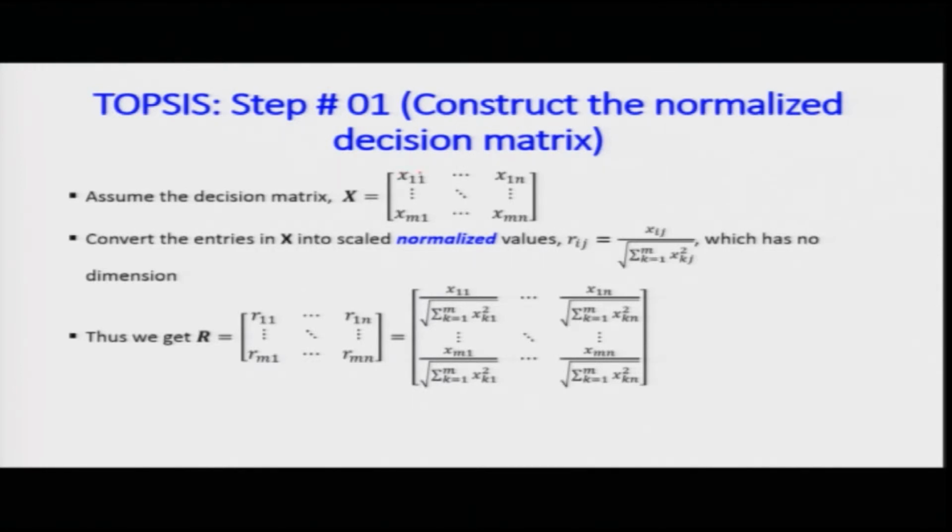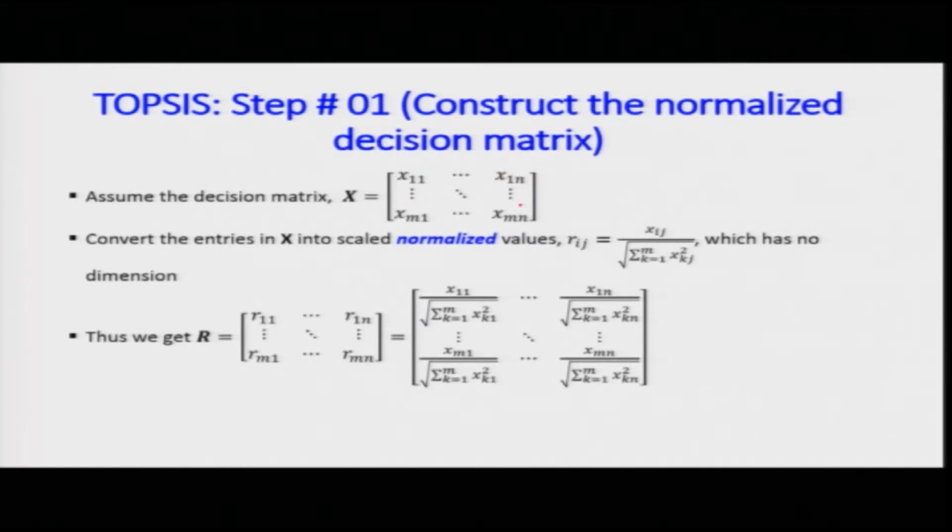Remember, this is the m cross n matrix. The cell values are given by x11. I am only reading the topmost row, x11 to x1n. That means, corresponding to the first alternative, these are the values you accrue for that alternative: x11 would be for the first criterion, x12 for the second criterion, and similarly the last one, x1n, would be for the last criterion.